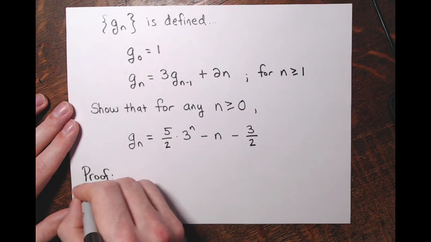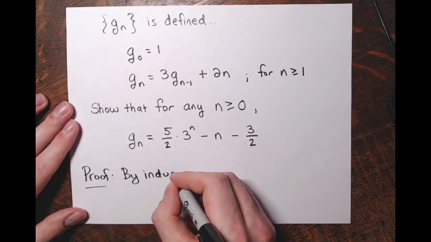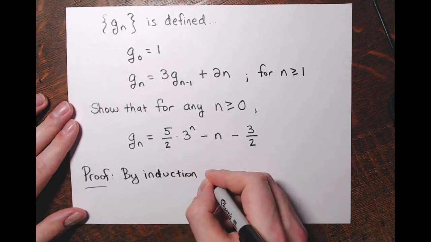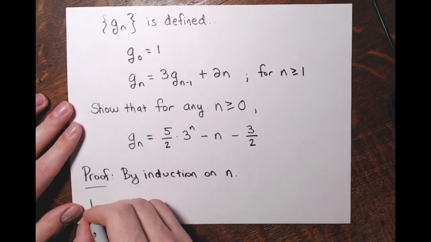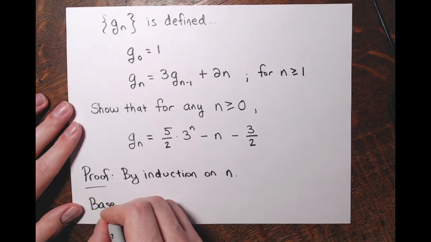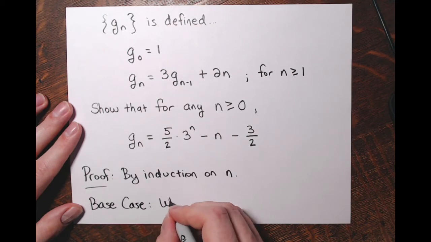So again, the proof here is going to be by induction on the value of n. And our base case this time is when n equals 0.